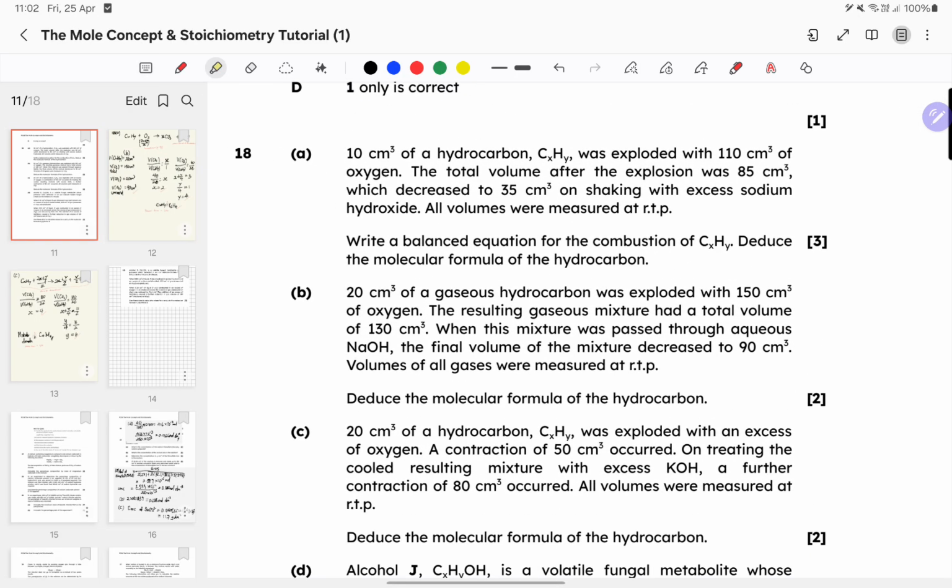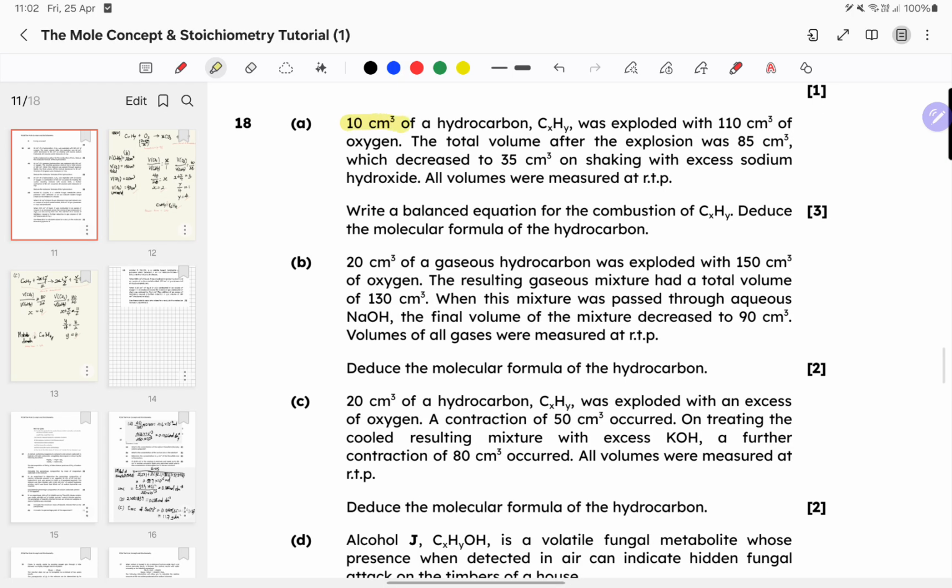So, you see, 10 cm cube of a hydrocarbon is exploded with 110 cm cube of oxygen, and the total volume after the explosion is 85 cm cube, which decreased to 35 cm cube on shaking with excess sodium hydroxide. All of them are measured at RTP, so you have to make sure that the physical state of water is liquid and not gaseous. Then you just need to write the balanced equation as well as deduce the molecular formula of the hydrocarbon.